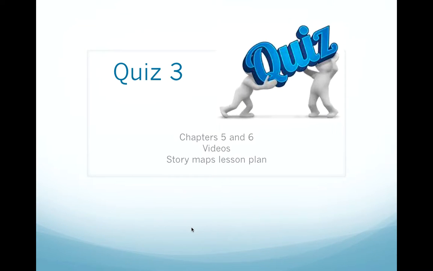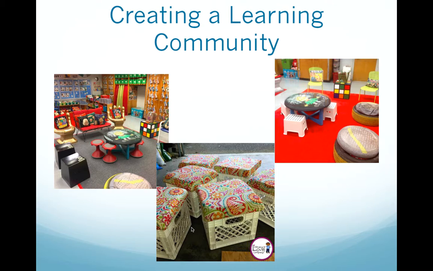Let's keep going. Also in this unit, you're going to be reading chapters 5 and 6. There's some videos for you to watch, and there's a Story Maps lesson plan. And those are the things that will be on quiz number 3. Now, when you're reading in the chapters, you're going to be focusing on creating a learning community. And one way to do that is to create a warm and inviting space.